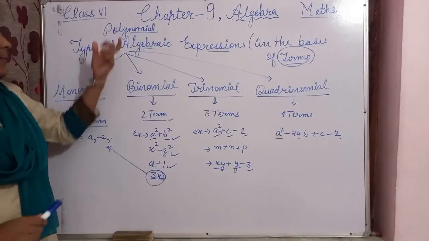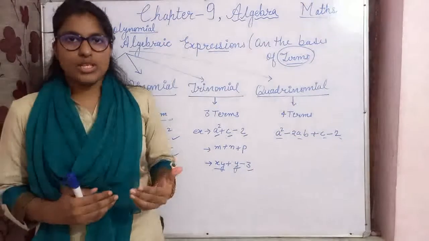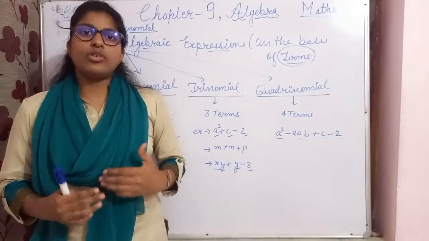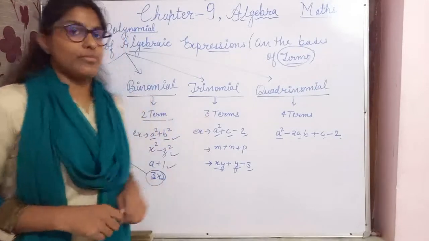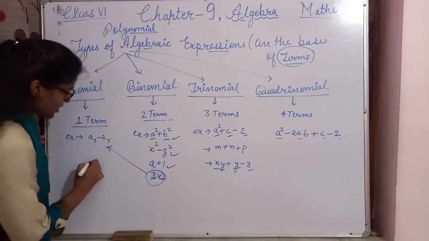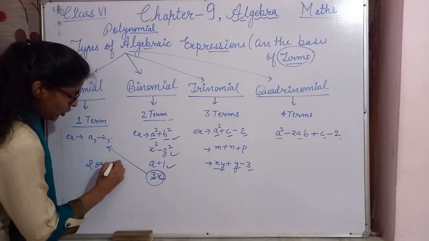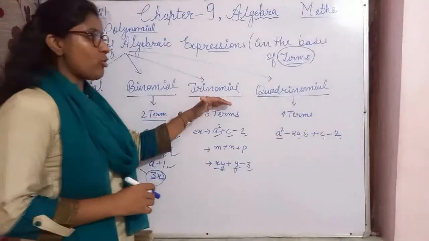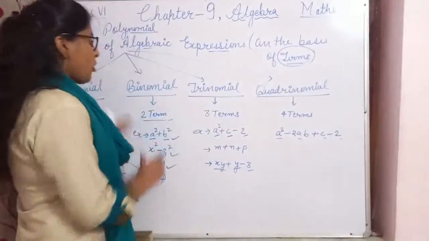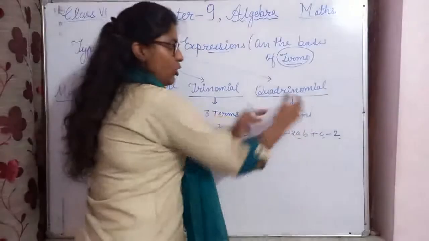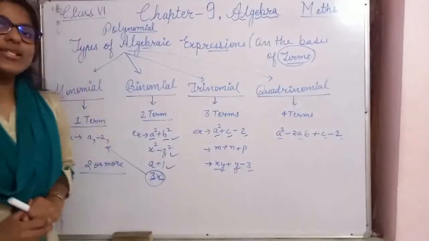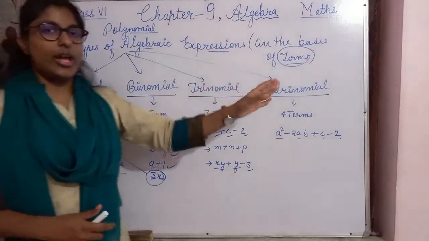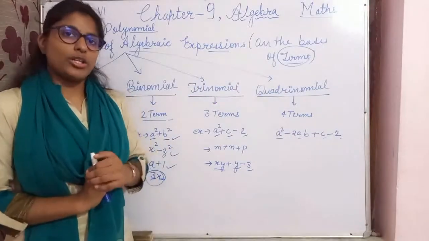Polynomial means what? Poly means many. Polynomial means an algebraic expression which has 2 or more terms. It means here you have 2 terms, here you have more than 2 terms. So binomial, trinomial and quadrinomial are all also known as polynomial. These all, 3 and more, are known as polynomial.